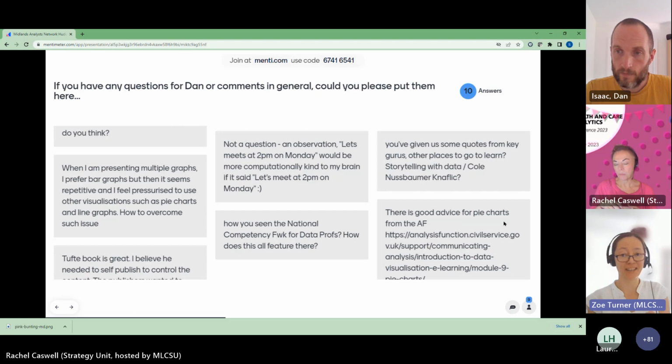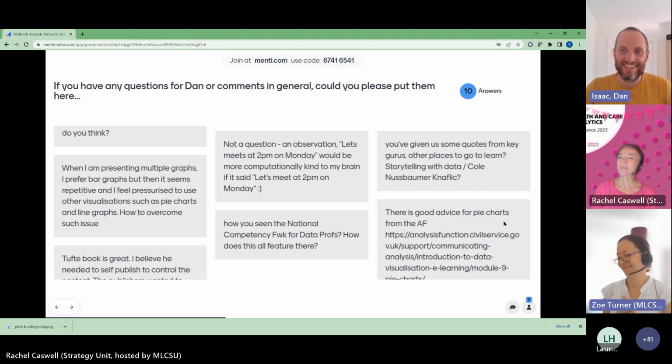But the advice comes from the analysis function, which is closely aligned to the Government Data Science campus. So it's really useful to see, and I think they refer to some, or maybe you should feed into their thing about the advice, because that'd be really good. I think pie charts are just one of those divisive things, aren't they? And don't get onto donut charts.